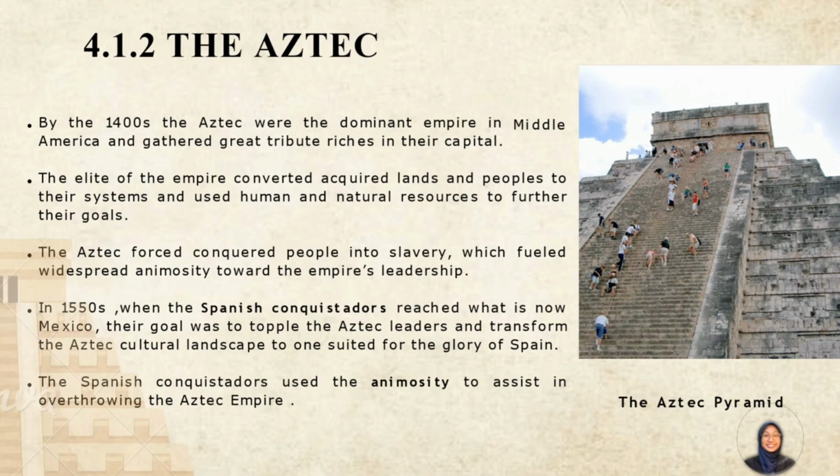By the 1400s, the Aztec were the dominant empire in Middle America and gathered great tribute riches in their capital. The elite of the empire converted acquired lands and peoples to their system and used human and natural resources to further their goals. The Aztec forced conquered people into slavery, which fueled widespread animosity towards the empire's leadership. In the 1500s, when the Spanish conquistadors reached what is now Mexico, their goal was to topple the Aztec leaders and transform the Aztec cultural landscape into one suited for the glory of Spain. The Spanish conquistadors used this animosity to assist in overthrowing the Aztec Empire.